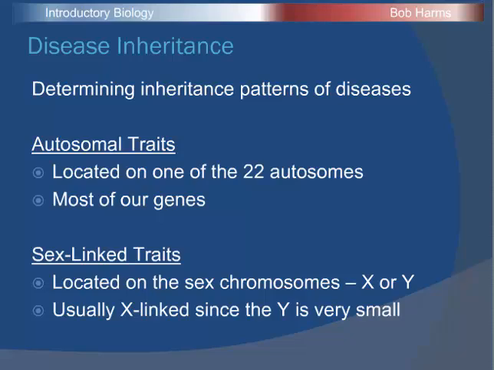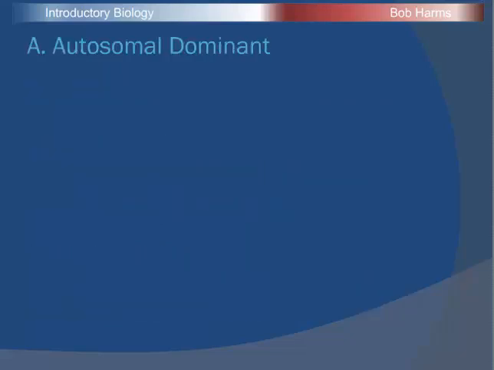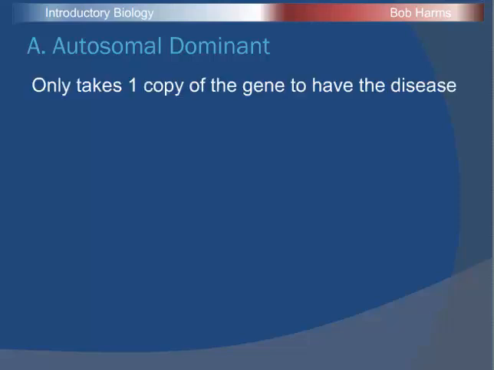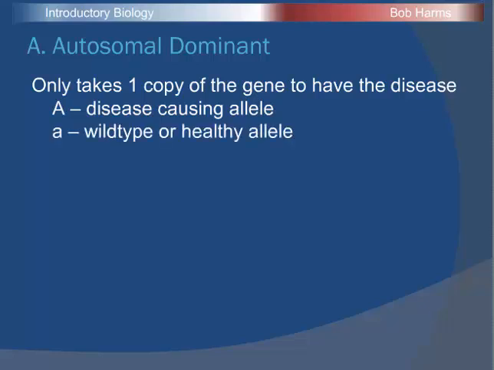So let's look at 3 of our more common patterns and look at some examples, and certainly they will be influenced by whether they're autosomal versus sex-linked. One pattern we may observe is autosomal dominant. So autosomal, on one of those autosomal chromosomes, dominant meaning it takes just 1 copy of that dominant allele for that disease to be expressed, or to show up, meaning a big A would be the disease-causing allele, and lowercase a, the recessive allele, is the wild type or the healthy allele.